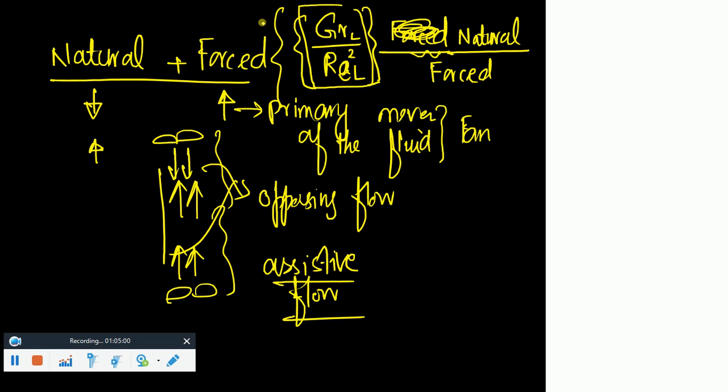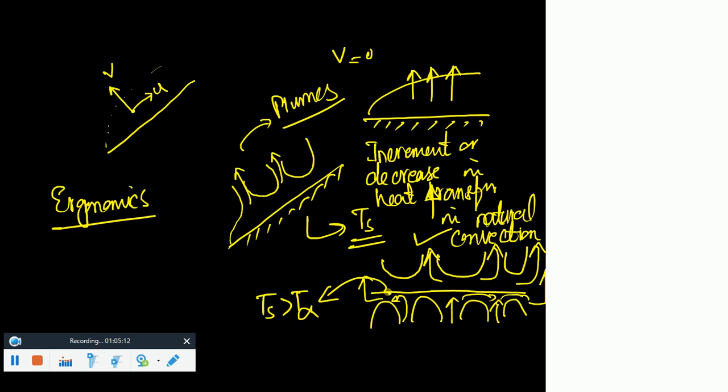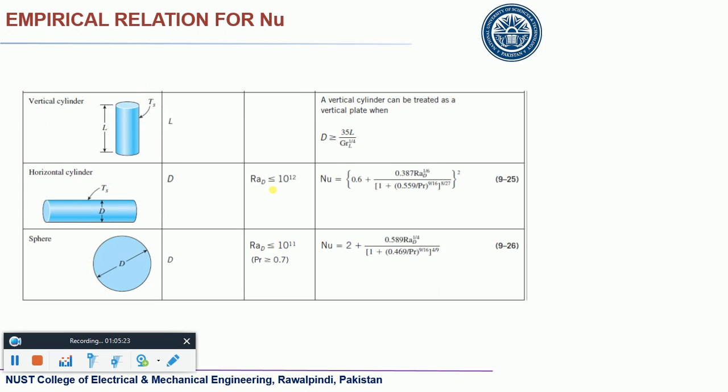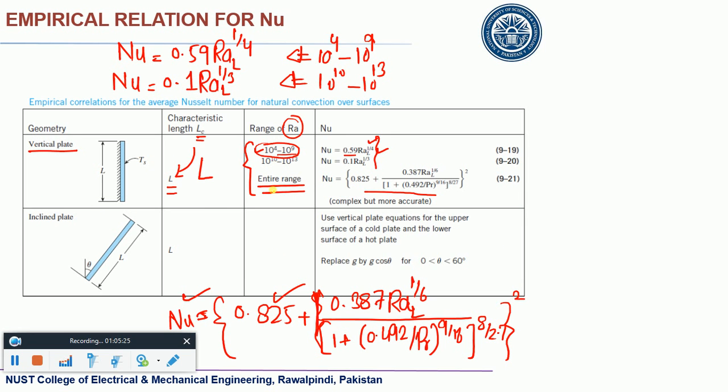And where is this parameter coming from? The non-dimensionalization of the Navier-Stokes equation. Okay. And remember these opposing flow and assistive flow configurations as well. Okay. Coming back to my point, for inclined plates, let me show you the relationships.